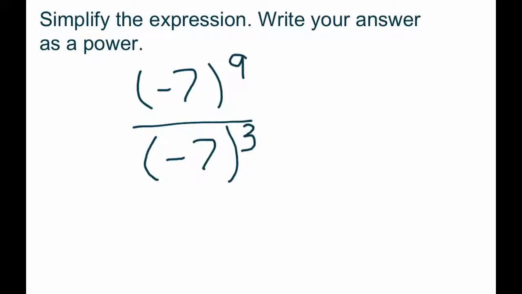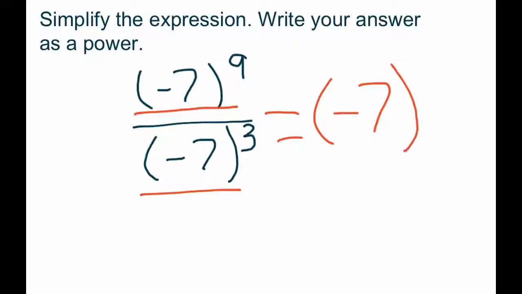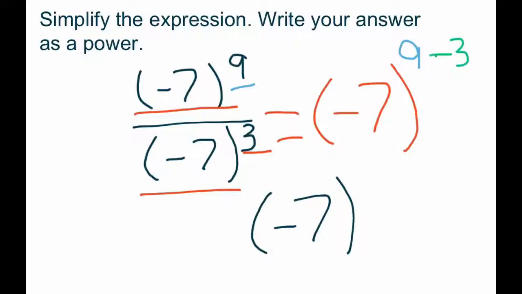Let's try another example. Here we have to simplify the expression and write our answer as a power. Here we see that we have the base of -7. So we rewrite our base of -7, and we take our top exponent of 9 and subtract 3 from it. So 9 minus 3. This is the same as -7 raised to the 6th power, because 9 minus 3 is equal to 6.